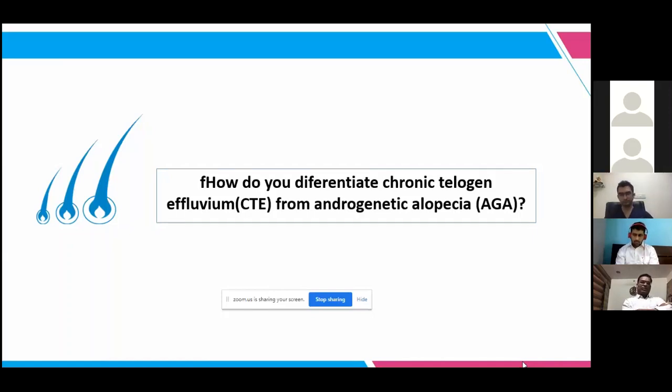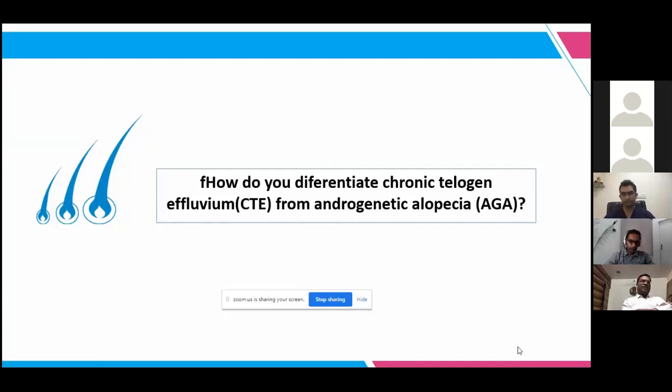If you do the trichogram, the telogen hair will be more in telogen effluvium. And in androgenic alopecia, if you do the trichoscopy and look at the terminal to vellus hair ratio, usually it is around 8:1, but here it is 4:1. So you will notice more vellus hair in androgenic alopecia.